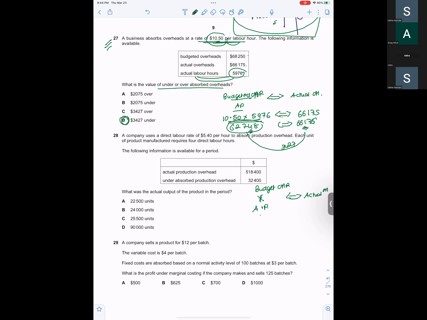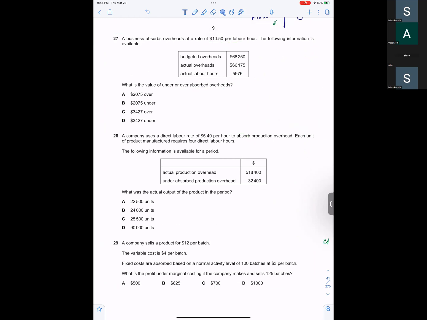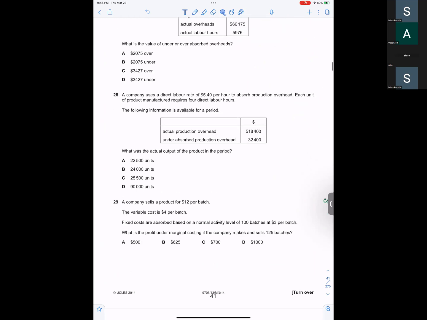Okay. If budgeted minus actual, if the answer is negative, then it is under absorbed. Are you with me? Yes, miss. Let's go to the 28.